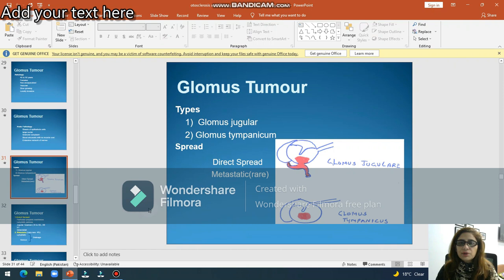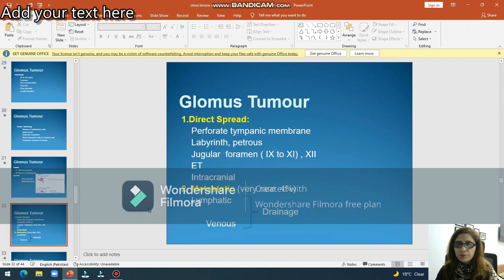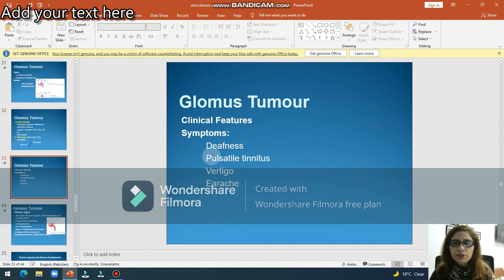Types: glomus jugulare and glomus tympanicus. Spread: direct spread. Metastatic spread is very rare. Only in 4% of cases is metastatic spread seen, and this is through lymphatic and venous routes. With direct spread, it can perforate the tympanic membrane, appear in the external auditory canal, and involve the inner ear, labyrinth, and petrous bone. Through the jugular foramen, it can involve the last four cranial nerves and also the facial nerve. Through the eustachian tube, it can involve the nasopharynx.